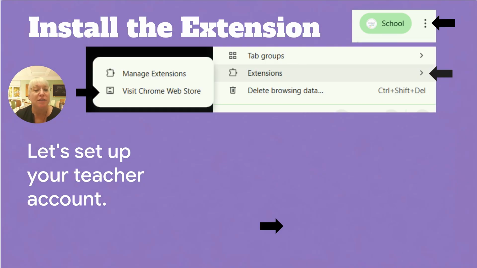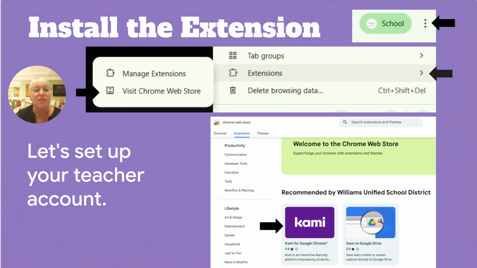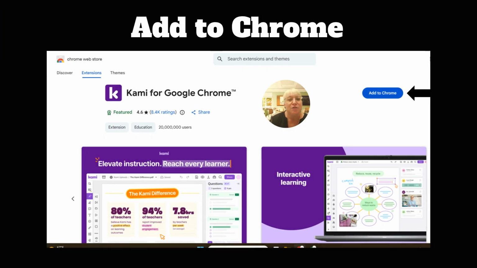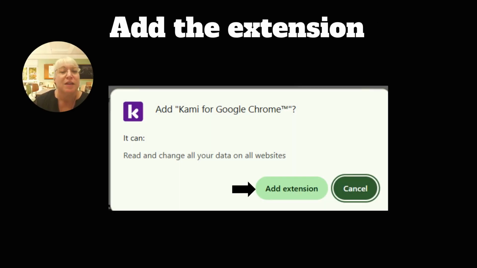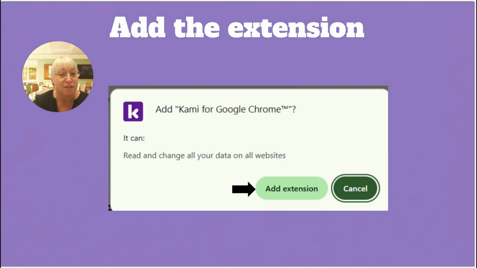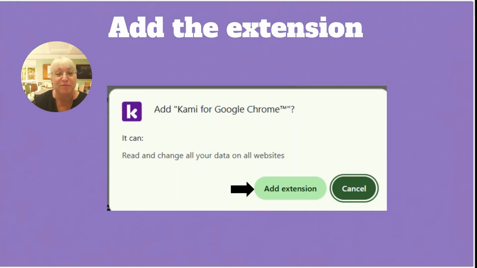Click on the three dots in the Chrome browser. Select Extensions, and then visit the Chrome Web Store. Search for Kami for Google Chrome and click the Add to Chrome button to install the extension. Confirm that you want to add the extension by clicking Add Extension in the pop-up window.